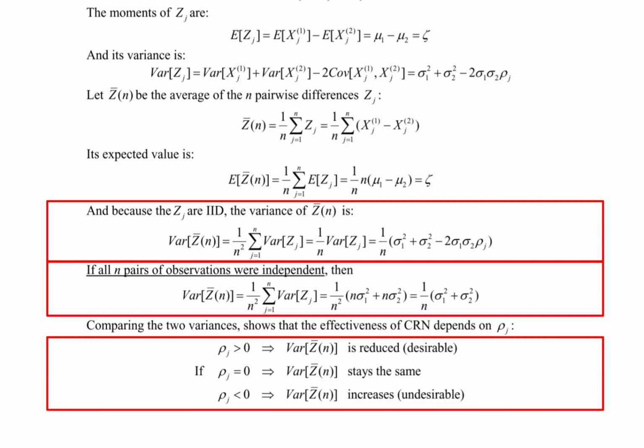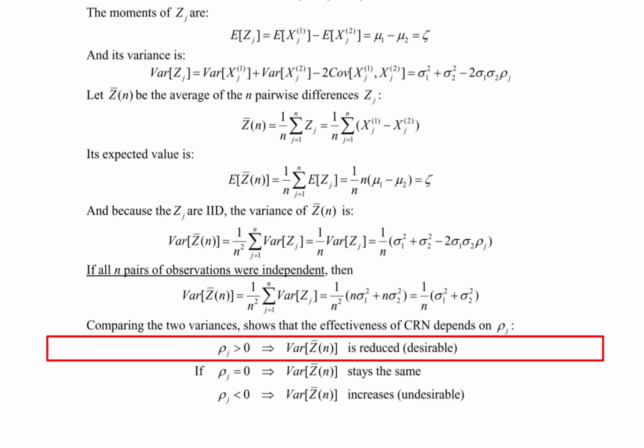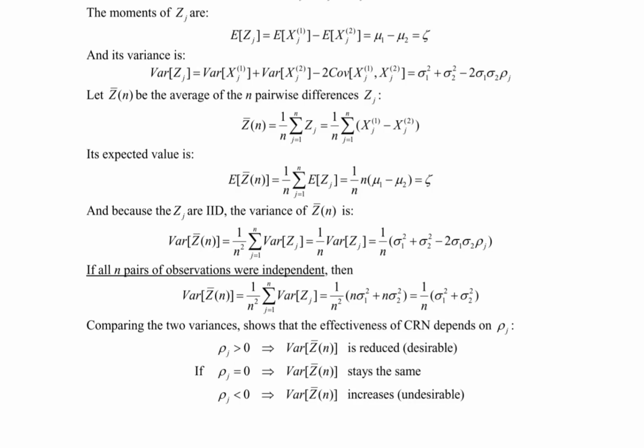If rho sub j is positive, then the variance of z bar is reduced, which is desirable. If rho sub j is 0, then the variance of z bar stays the same. And if rho sub j is negative, then the variance of z bar increases, which is undesirable. So the objective of common random numbers is to induce positive correlation so that rho is actually greater than 0. The examples that follow illustrate how we can do that.